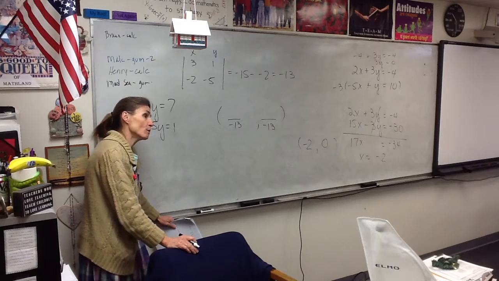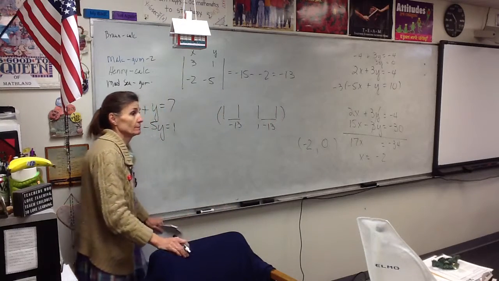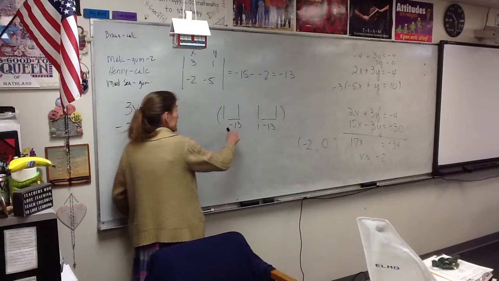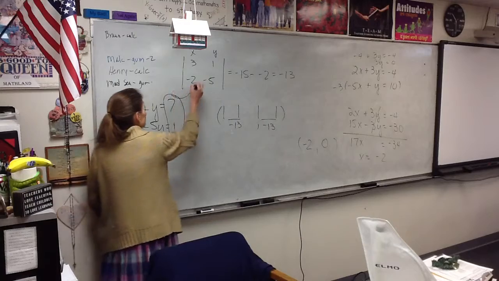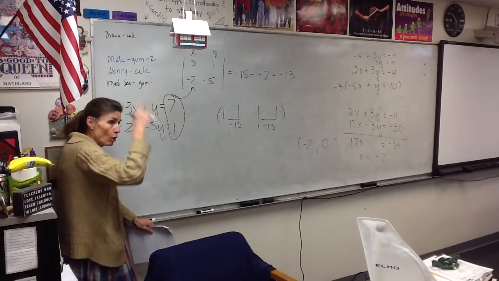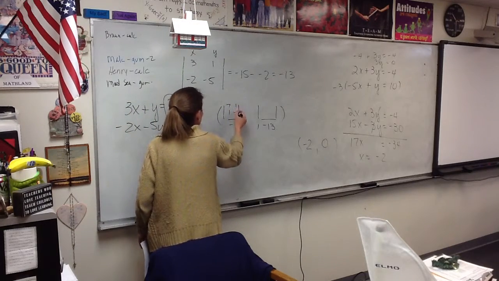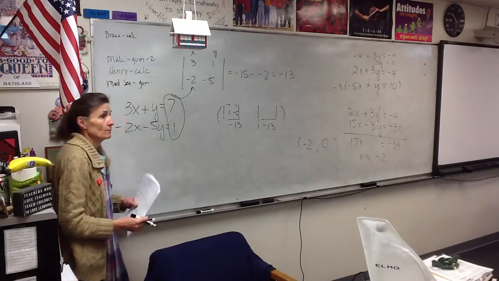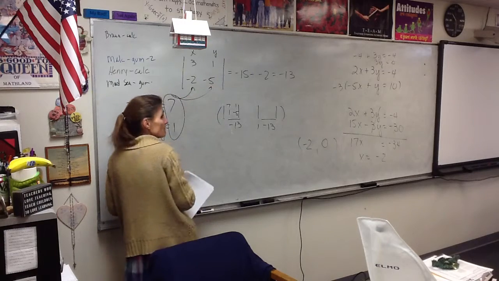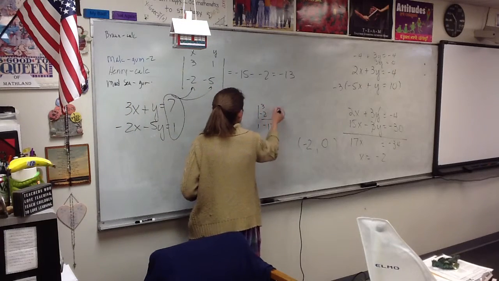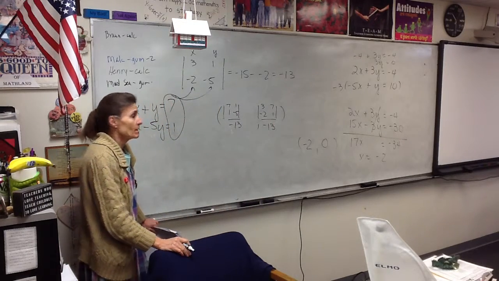Now how do I get my numerators? They are determinants also, right? When I'm picking the x, I take these two numbers and I glue them on top of the x column, right here. So I'll have 7, 1, 1, -5. When I'm doing y, I do the same thing, only I put them here. So I'll have 3, -2, 7, 1. And that's the answer? No.